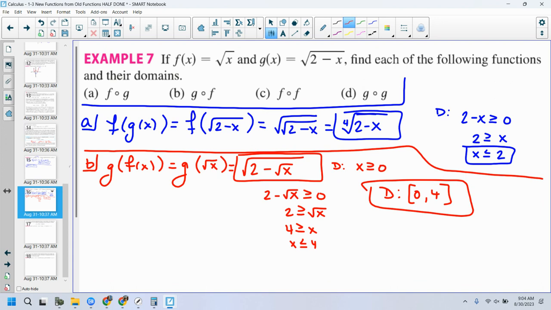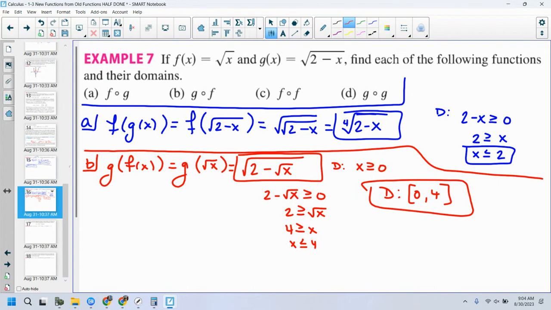Questions about that? For the sake of time, I think those are the two most important ones that we will do there. I mean, that shows you an example of the domain getting weird. I think that the other two are just pretty similar.